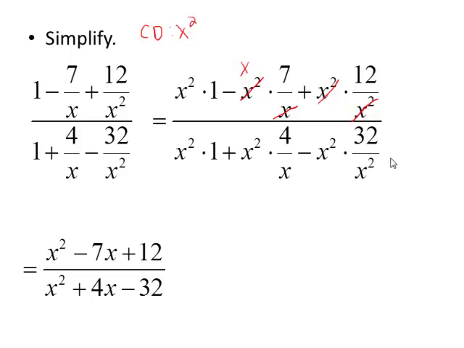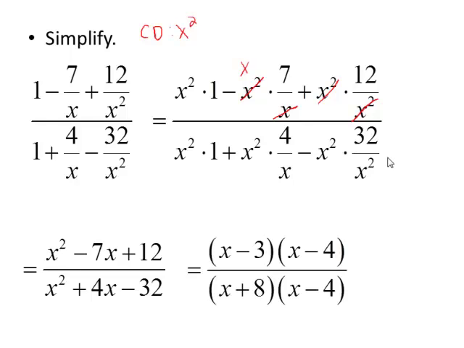Time to factor and cancel if we can. Here's the factored form of the numerator and denominator. Divide out the common x minus 4, and we're left with x minus 3 over x plus 8. Notice that even though this problem involved a common denominator, we used it to get rid of the denominators that we had. We did not build up these fractions.